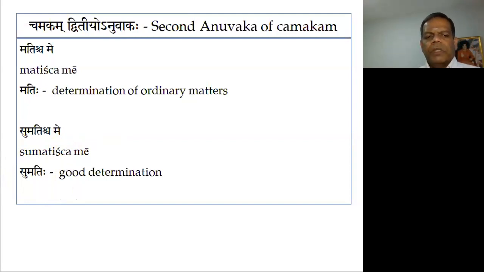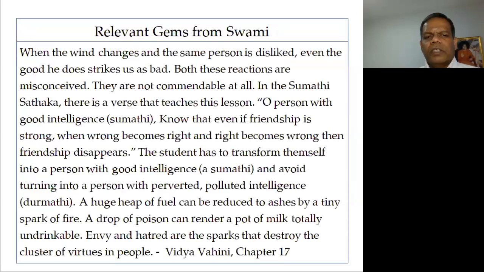I have an excerpt of Swami, so let's read that. And when the wind changes, the same person is disliked. Even the good he does strikes us as bad. Both these reactions are misconceived. They are not commendable at all.